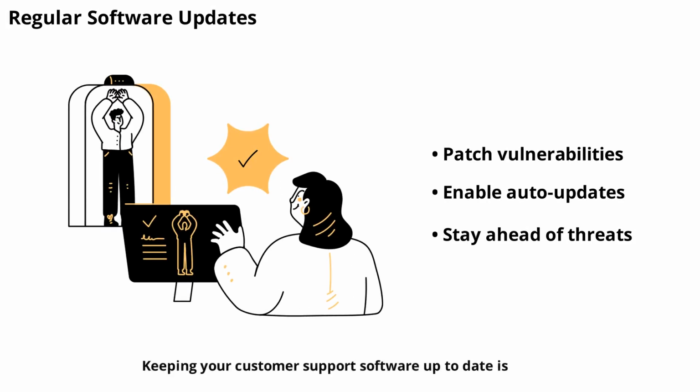Keeping your customer support software up to date is one of the simplest yet most effective security measures. Software vendors regularly release patches to fix vulnerabilities. Enable automatic updates if possible, or set a schedule to check for updates manually. Staying current with updates helps you stay ahead of emerging threats and ensures your security settings remain effective.